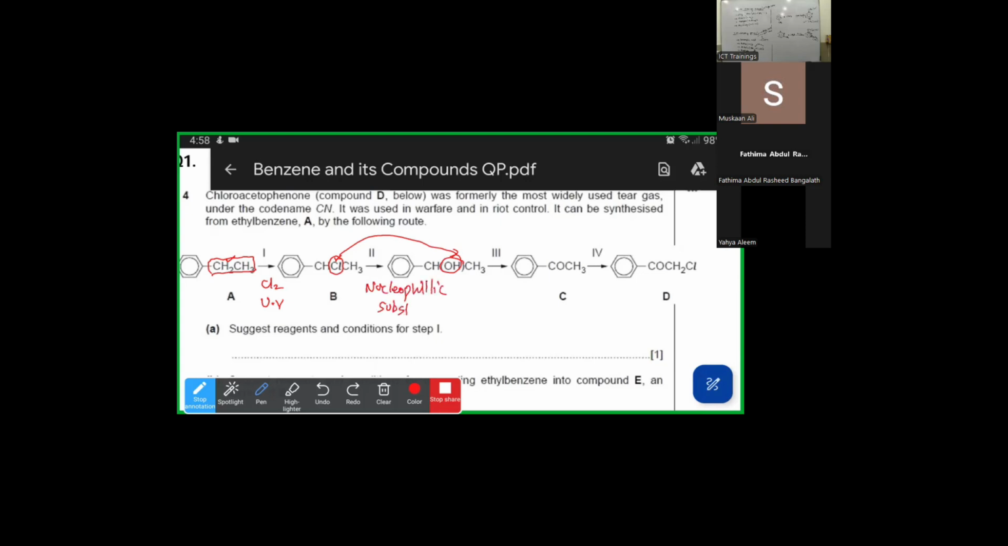Okay. And what are the reagents used up here? NaOH aqueous. Is it clear, my dear? Okay. Now, the next thing.